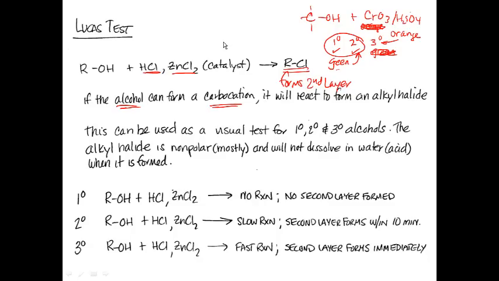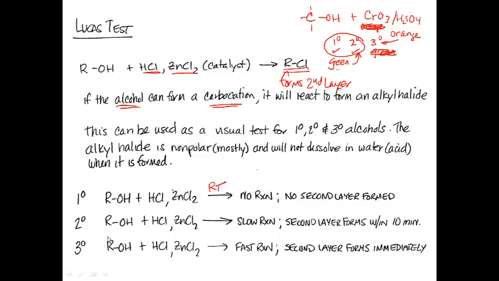So if we take a primary alcohol and react it with HCl and zinc chloride at room temperature, we're not going to see any reaction. We have to heat this solution up in order to get the SN2 reaction to occur.